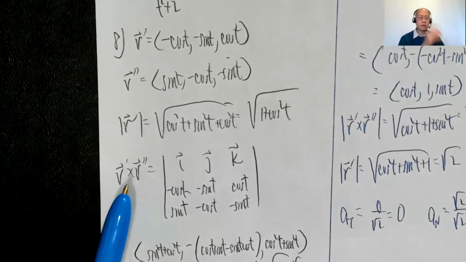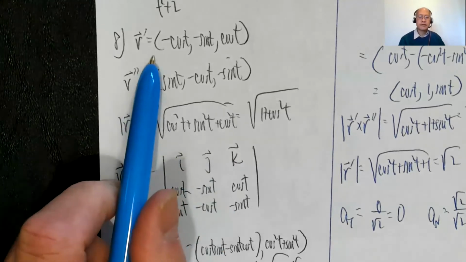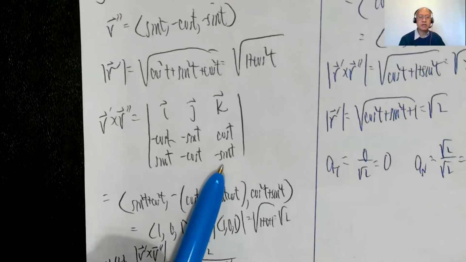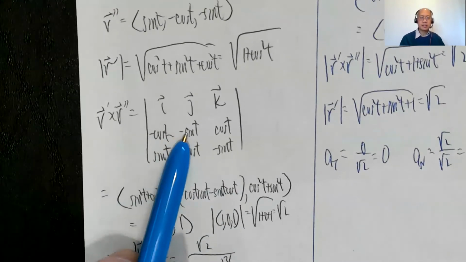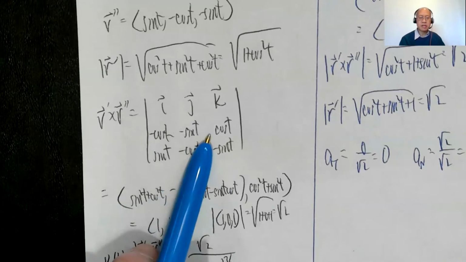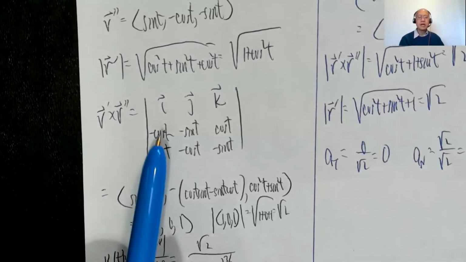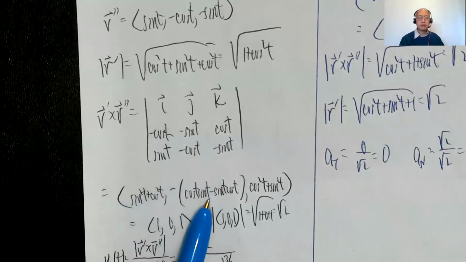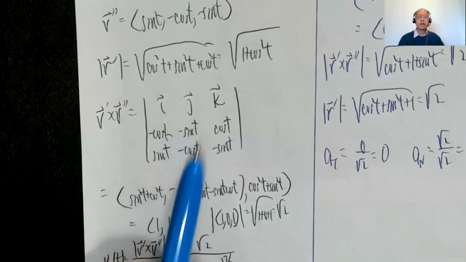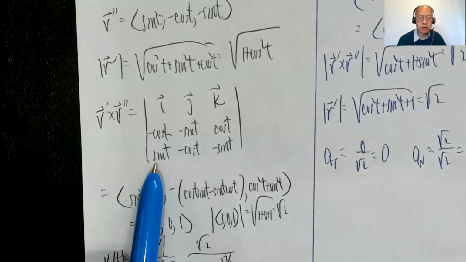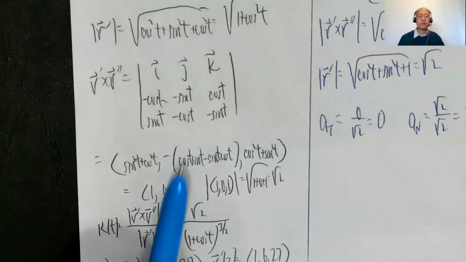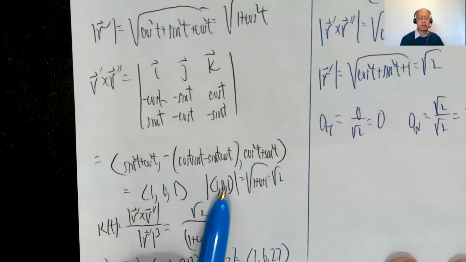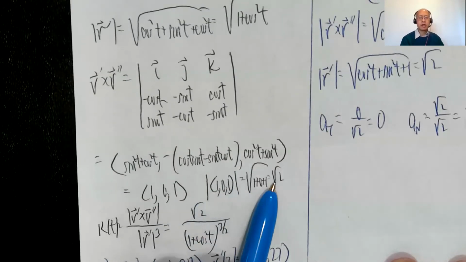So cross product of r prime and r double prime, i, j, k, negative cosine t, negative sine t, cosine t, sine t, negative cosine t, negative sine t. So the i component is that minus that, negative sine squared minus cosine squared. The j component is the opposite of cosine t sine t minus cosine t sine t. Well, of course, that's 0. And the k component is cosine squared minus negative sine squared. So I get 1, 0, 1. The magnitude of 1, 0, 1 is the square root of 1 squared plus 0 squared plus 1 squared, radical 2.